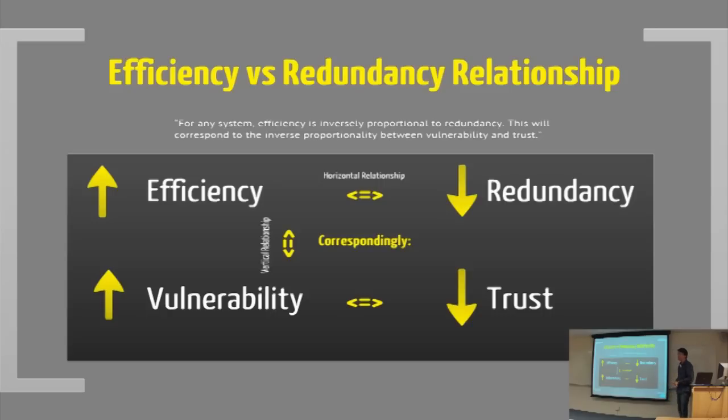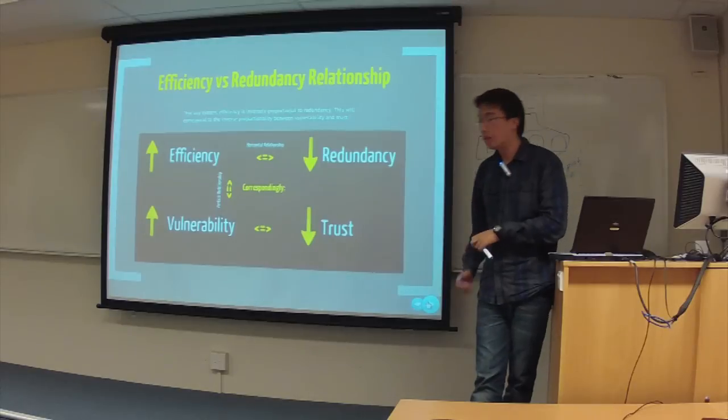Obviously redundant components have to be independent, statistically independent. If they're statistically dependent, that means if one thing breaks, the next thing will break, and then that breaks, the next thing will break. And obviously that's one aspect.